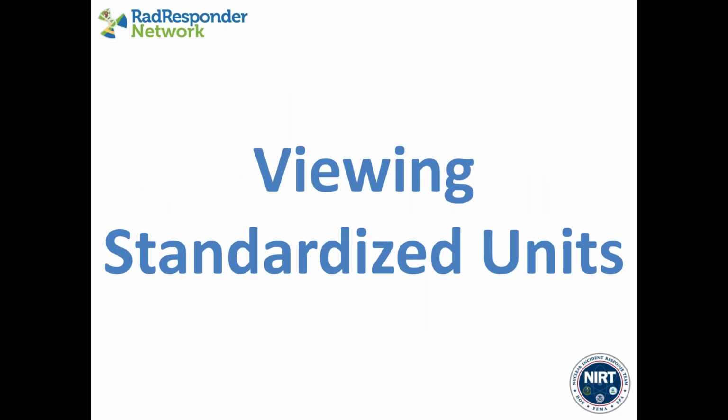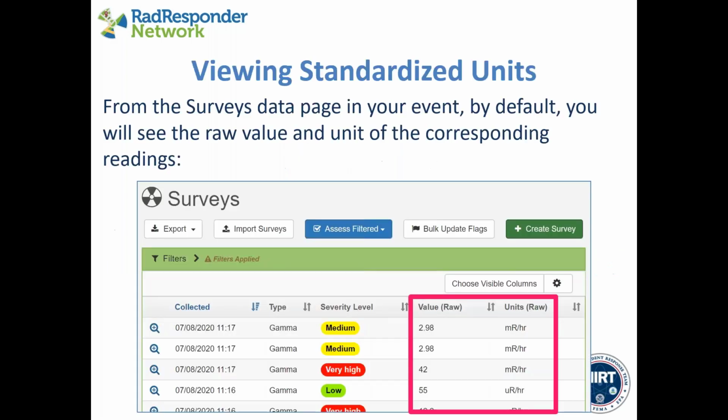So now once you've had your default, or whether you edited those standardization types and units, now you can leverage this functionality by viewing them within your data tables. So for example, from the surveys data page in your event, by default, you can see the raw value and unit of the corresponding readings. What I'm seeing here is 2.98 MR per hour, 42 MR per hour, 55 microR per hour, etc.